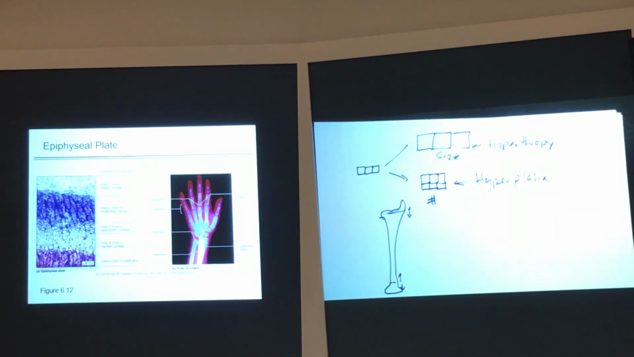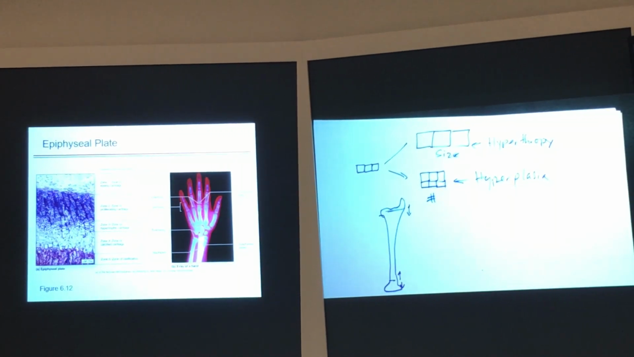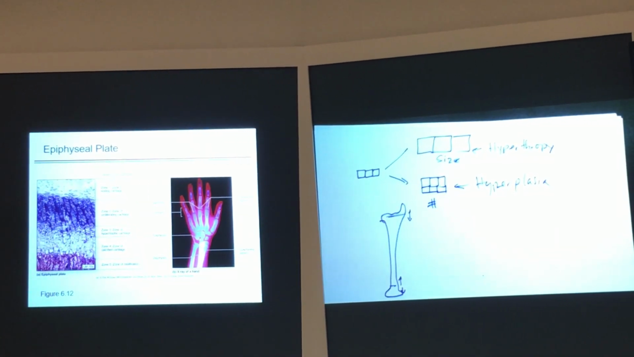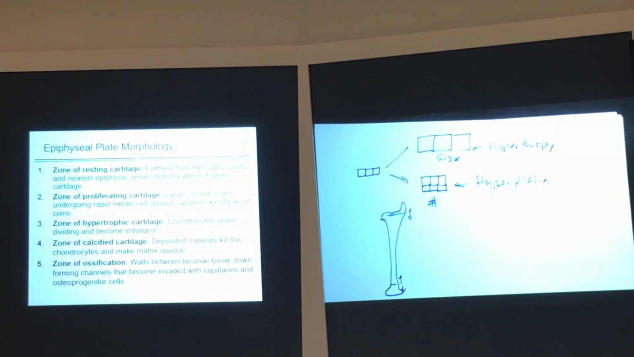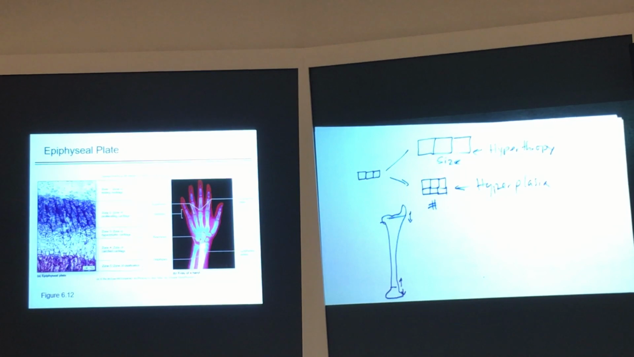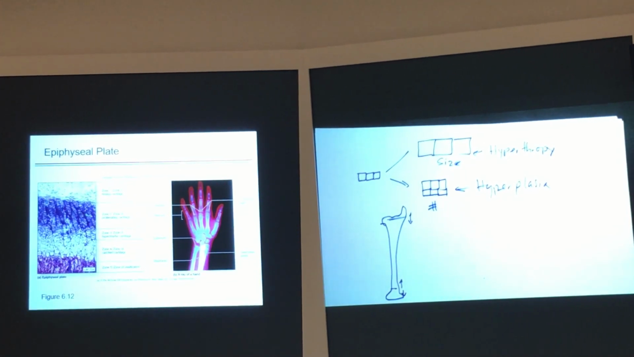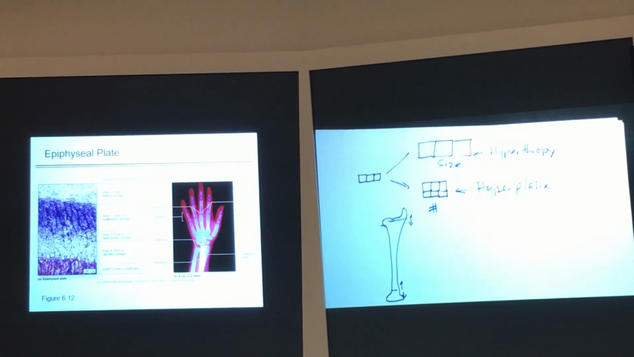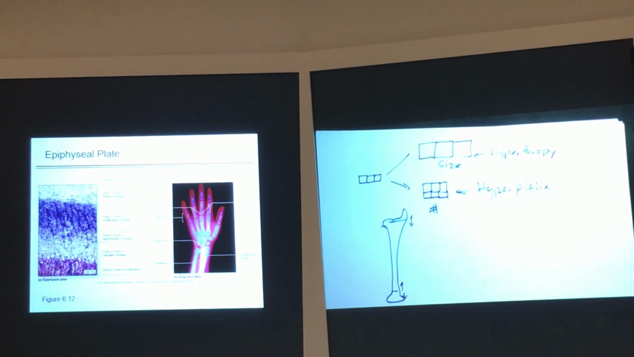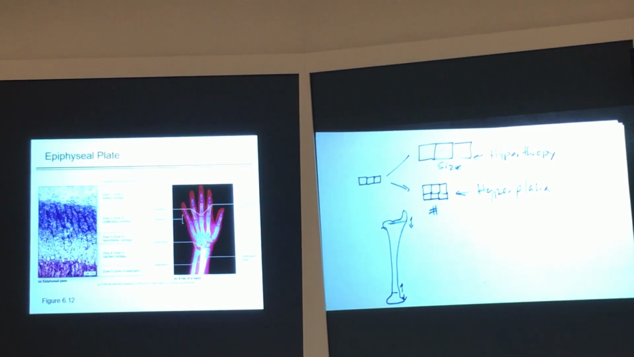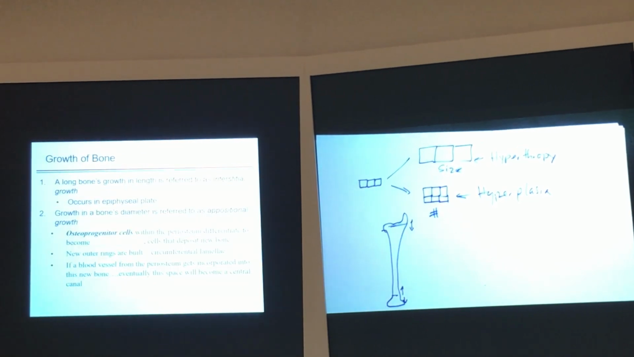What is the takeaway message here? Hyaline cartilage becomes bone. And in the epiphyseal plate, we have 5 zones. These are the zones. They rest, they multiply, they get bigger, they die, and they become bone. Those are the 5 zones. And the plate at the end becomes the epiphyseal line, then we stop growth.